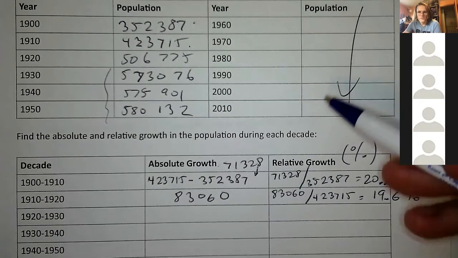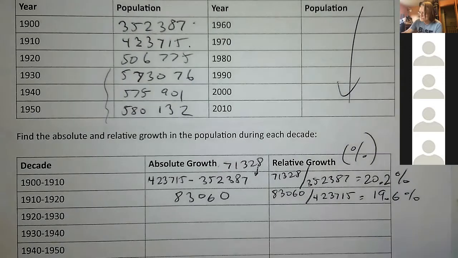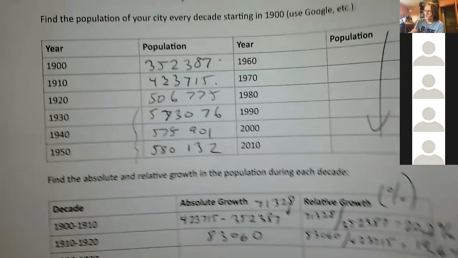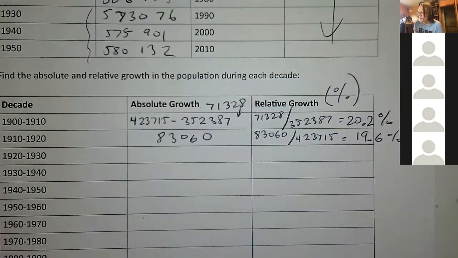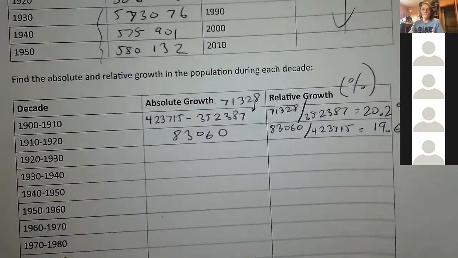Any issues on how to do this? As I said, you just continue and fill out the chart. You do one for each decade up until 2010. I don't know why I stopped there. I think because I wanted it to be symmetric. All right. And then there's some questions.